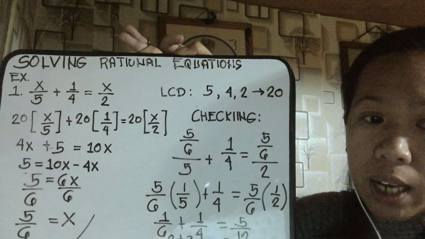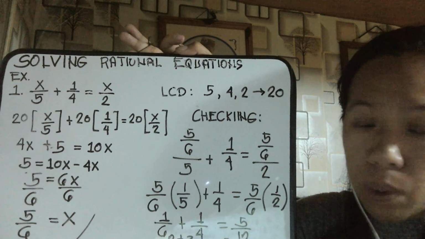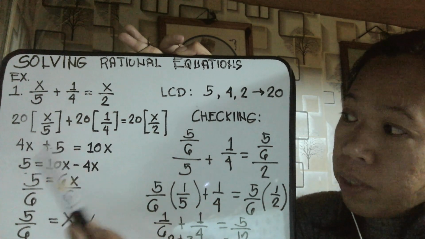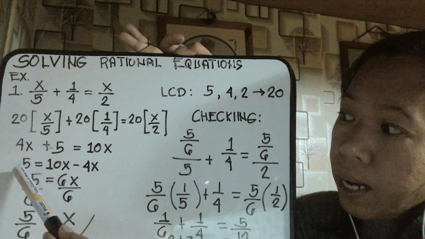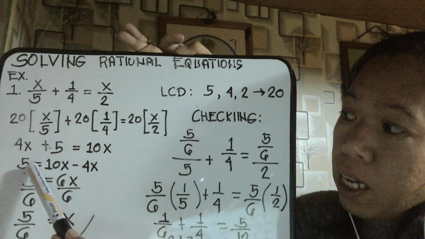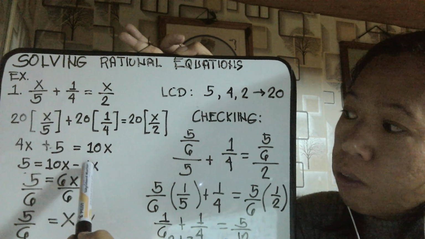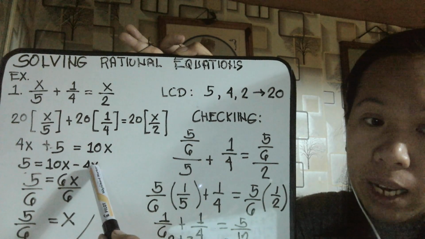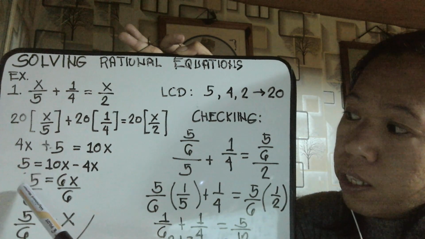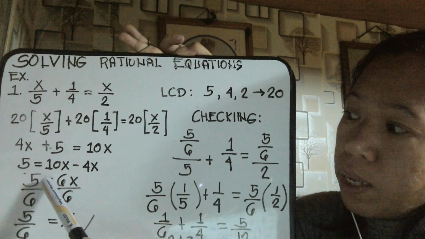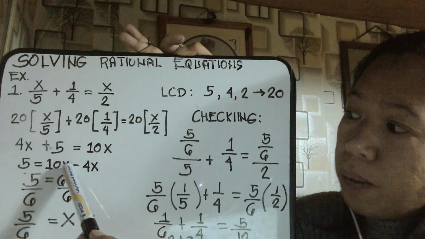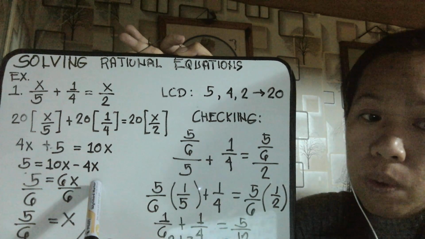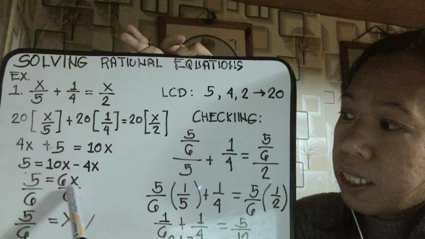Next step is for us to combine similar terms. So what did we do? We transpose 4x to the other side, and we are left with 5 on the left side equals 10x minus 4x, since we already transposed 4x to the right side. Simplifying it further, we are left with 5 equal to the difference of 10x minus 4x, which is 6x. Then we divide both sides by 6.